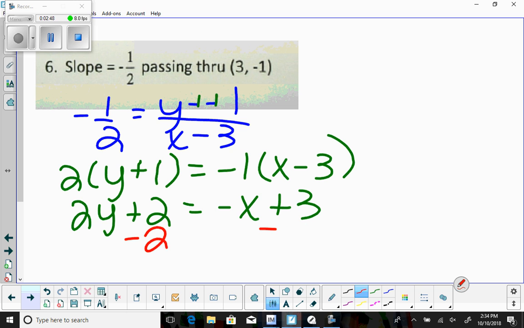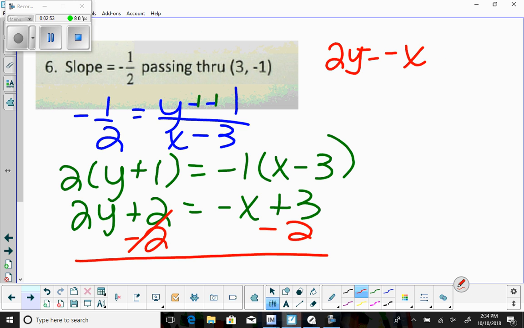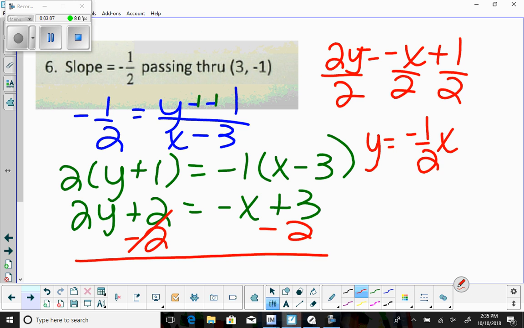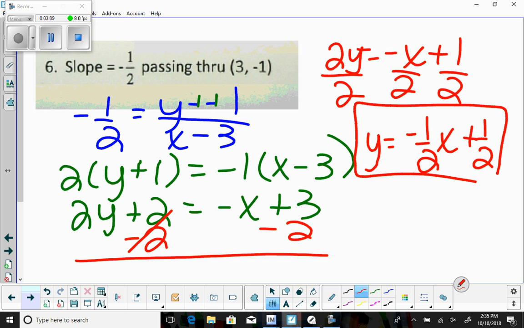And then start to get our y by itself. Okay, so that gives me -1/2 x and then a +1/2. Since we're not graphing, I'm not worried about that +1/2 as your y-intercept. Usually that won't happen on our graphs. If it is, we'll go to standard form and try to do a different way around that.